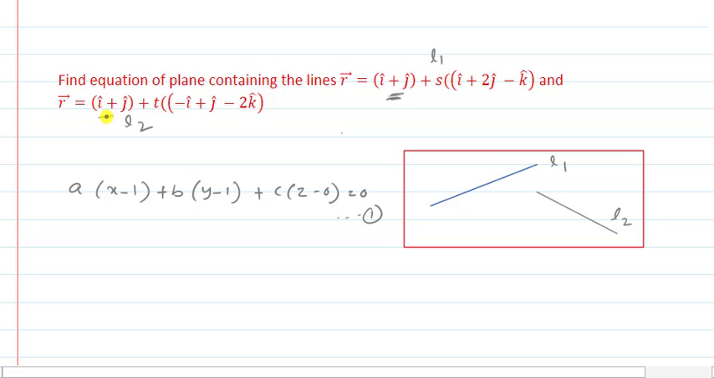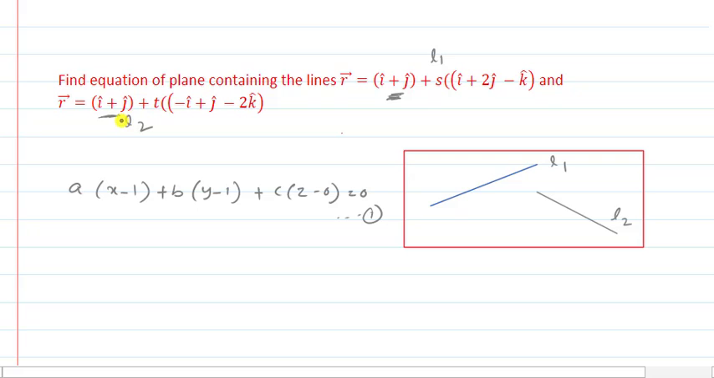We can use any one. If the position vectors of the passing points are different, still we can use only one, and usually we use the passing point of the first line. But you can also use the second point, the passing point of the second line, as well.